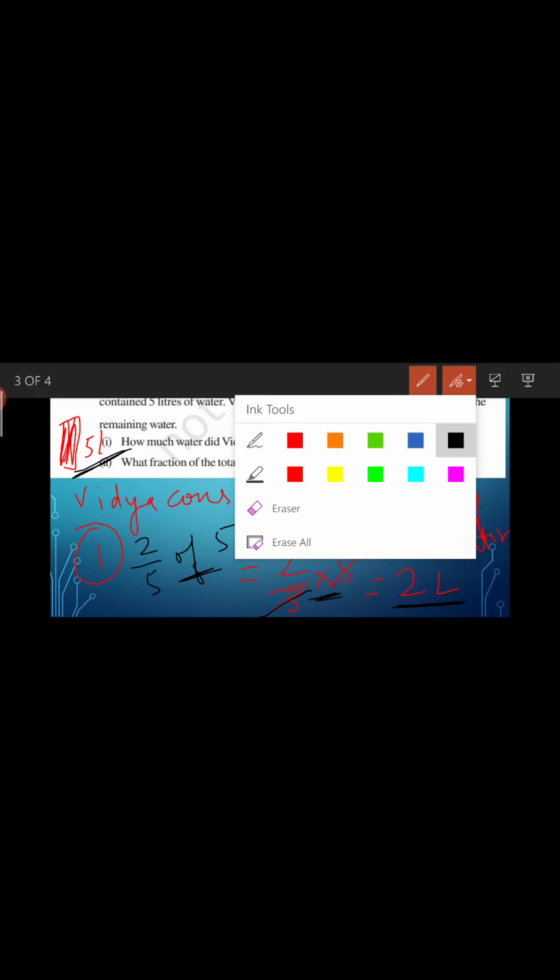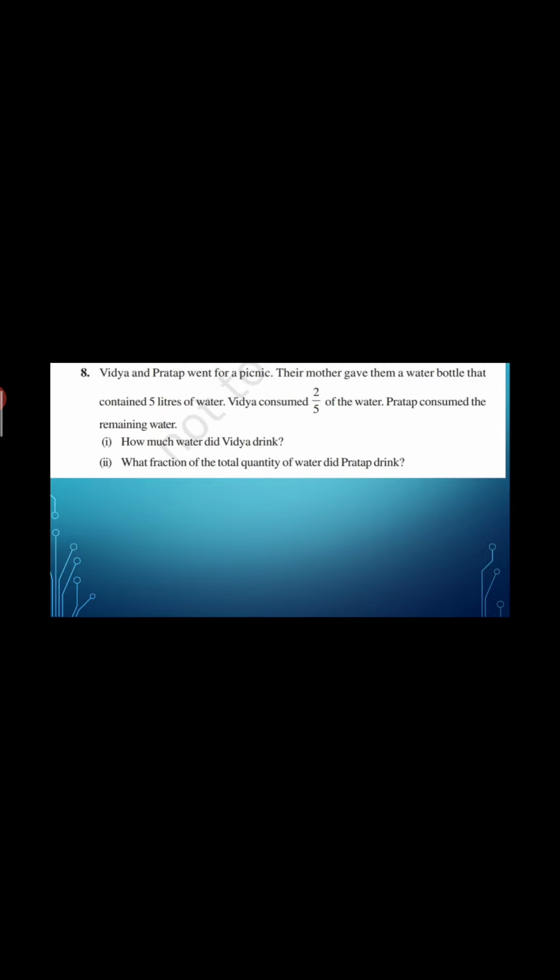Now moving to the second part. The second part here is, what fraction of total quantity of water did Pratap drink? Okay, now first of all see total water in the bottle. How much was the water in the bottle? 5 liter. How much water did Vidya consume? Vidya consumed, in the first part we have done it, 2 liter water. So now it has been asked how much water did Pratap drink?